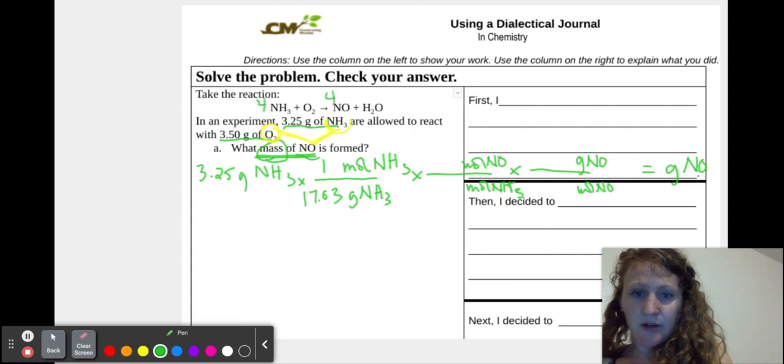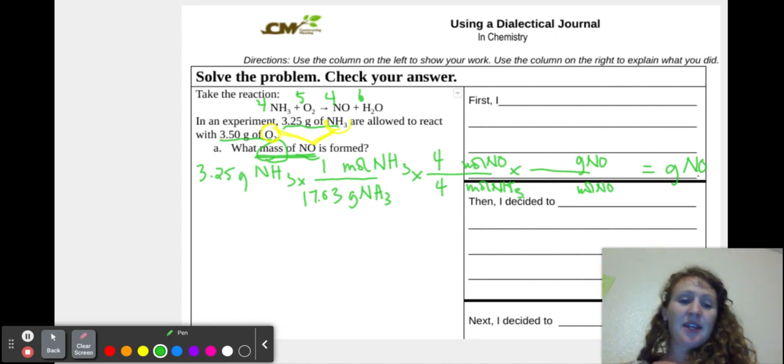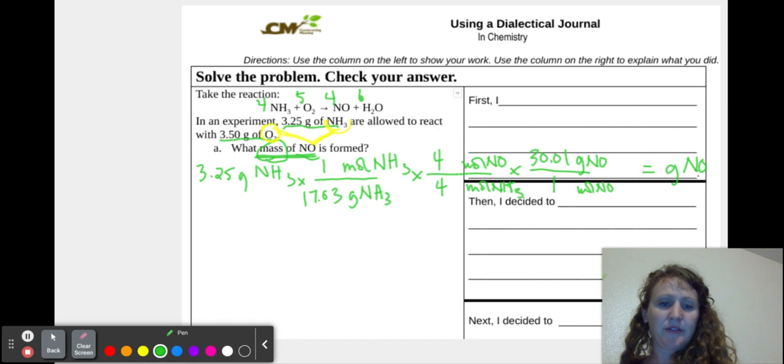4, 4, 6. So I still have 4 nitrogens, 4 nitrogens. Now I have 12 hydrogen, 12 hydrogen. And then I have 6 plus 4 oxygen, so this can be a 5. Now it's balanced. Okay, so the coefficient of ammonia is a 4. The coefficient of nitrogen monoxide is also a 4. Okay, and then I need the molar mass of nitrogen monoxide. So I go to my periodic table, nitrogen plus oxygen, 30.01 grams per 1 mole of nitrogen monoxide.